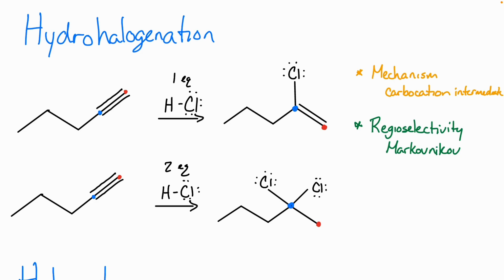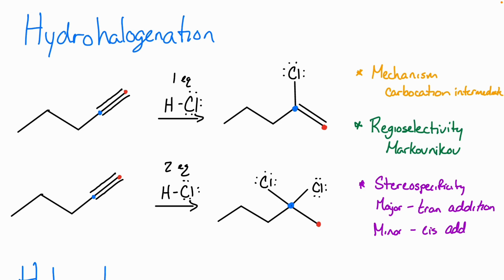All right, and stereospecificity is what we went over in the first example here. Where we have both a major and a minor product. The major product is the trans addition product, whereas the minor product is the cis addition product.